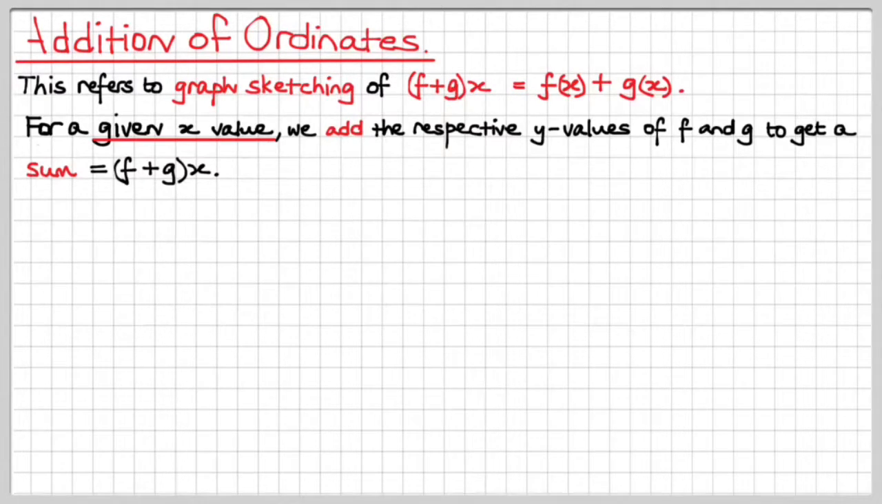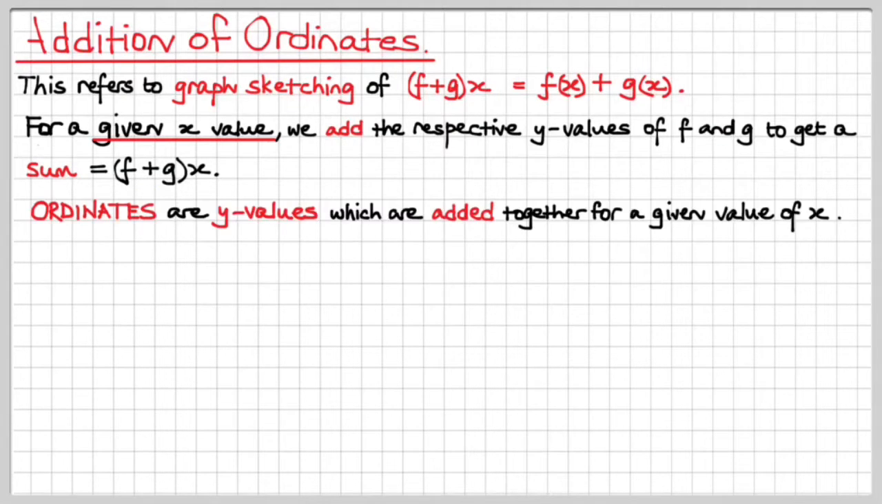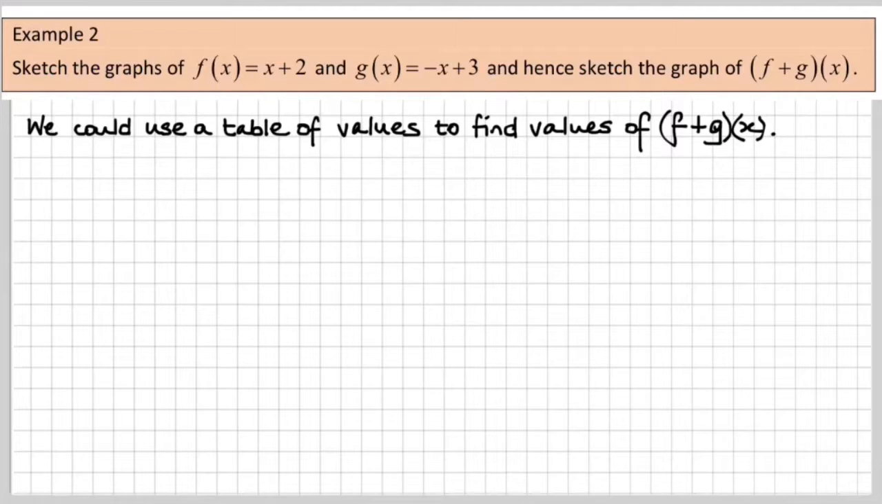plus g of x. For a given value of x, we add the respective y values of f and g to get a sum, this baby here. It's pretty easy. The ordinates, by the way, in case you haven't quite got it, are the y values. Ordinates are y values, and they're added together for a given value of x. That's what happens.